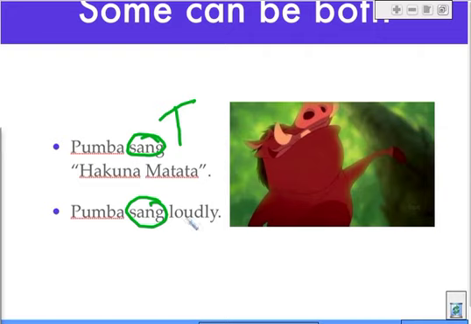While Pumbaa sang loudly? Sang what loudly? Well, guess what? That is not a thing. This is a thing. This is not. Noun. This is not a noun. This is actually an adverb because it's describing. That makes this one intransitive. So you see how the same verb, sang, both action, can be transitive and intransitive.